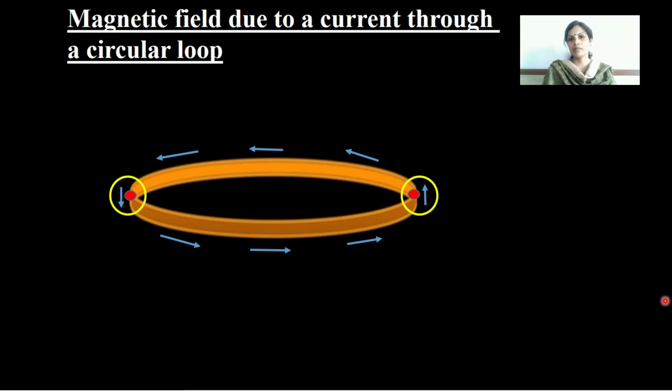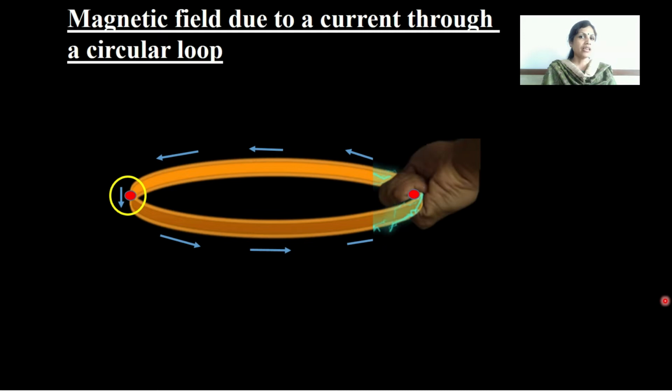As I told you, every small piece of the circular loop acts as a straight conductor. So the direction of the magnetic field can be found with the help of the right hand thumb rule. So at the first point, what will I do? I will hold the conductor in this manner. Can you see that the thumb is pointing inside your screen and the curved fingers are in this manner?